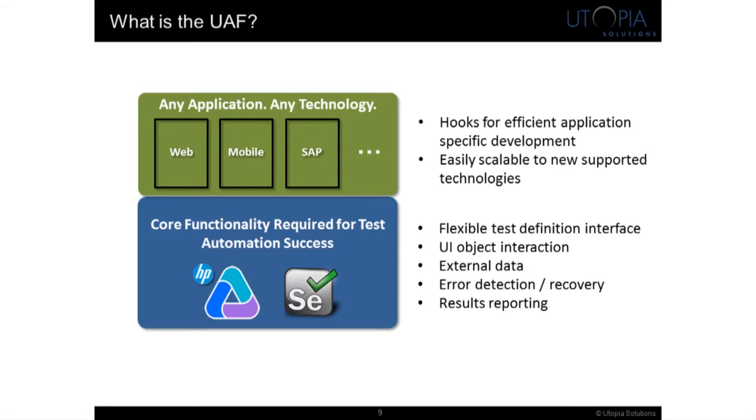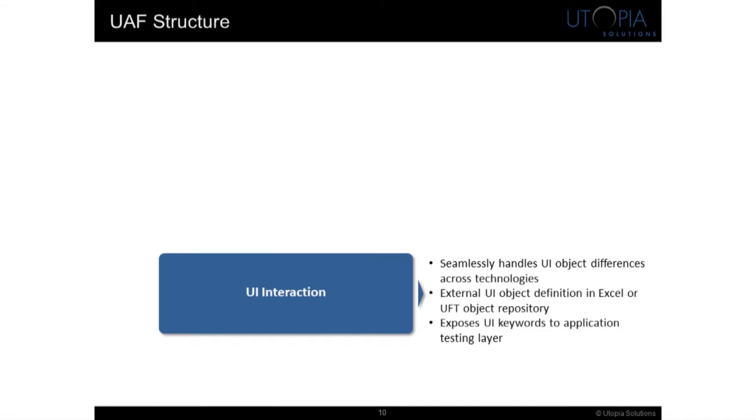Let's take a closer look at the pieces and the parts before we move on to a demonstration. So as I mentioned, the core framework has a UI interaction layer. The purpose of that is to seamlessly handle all the differences across application technologies that you might encounter as an automation engineer. How do I interact with a SAP table versus a web table? How do I handle radio buttons in this application versus radio buttons in that application? That is completely handled under the covers, and the automation engineers just get a nice, consistent way to deal with the user interface of the applications.